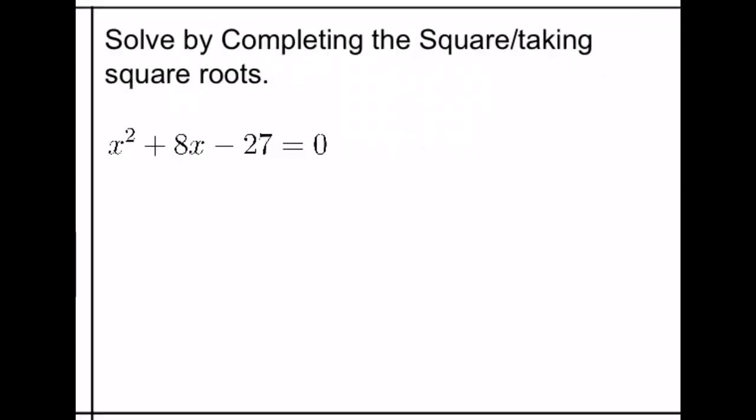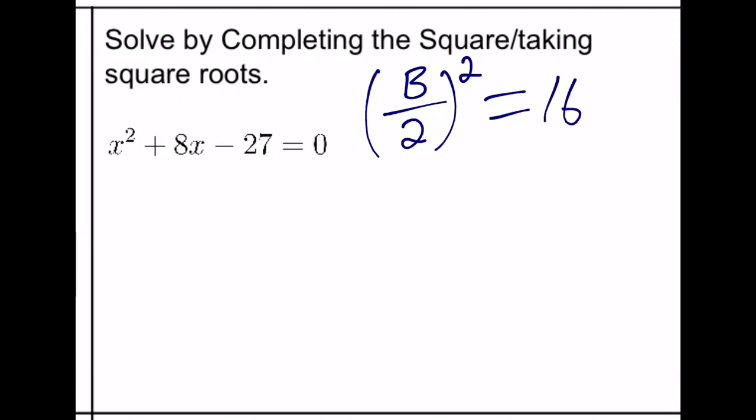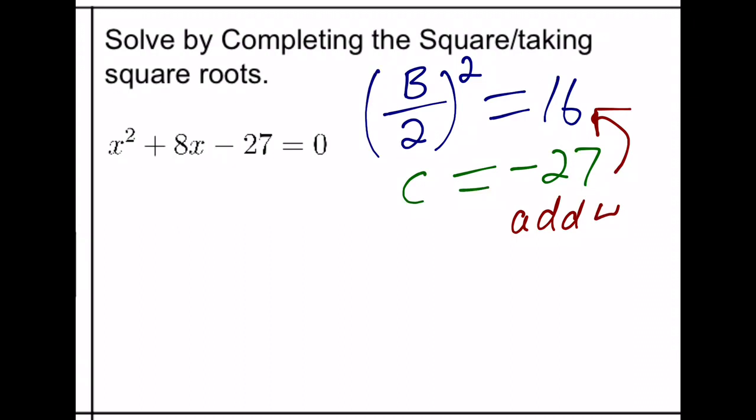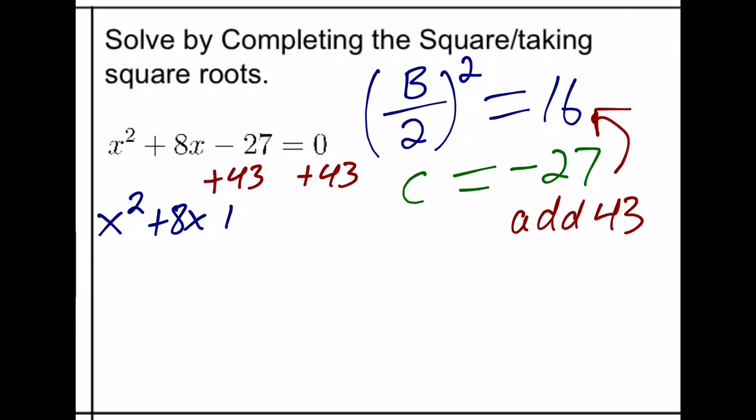Next problem, if our b value is 8, and I divide that by 2, I get 4. And if I square it, I get 16. Of course, my c value is not 16. It's negative 27. How do I get from negative 27 to a positive 16? I have to add 43. So if I do that to both sides, I end up with x squared plus 8x plus 16 is equal to 43.